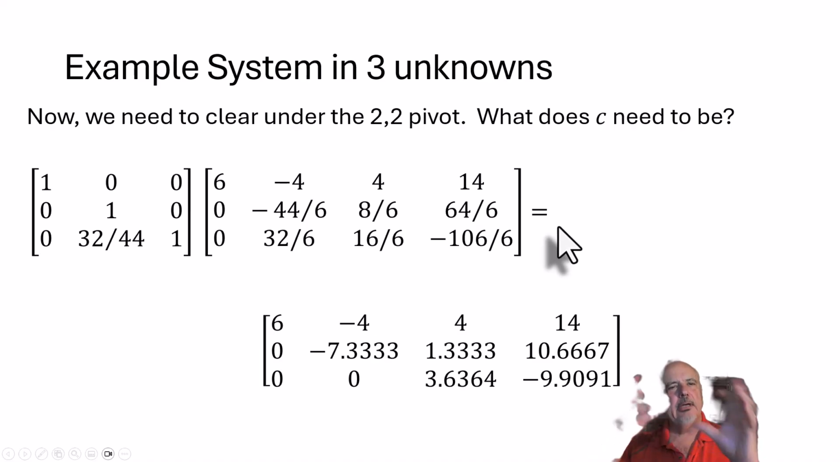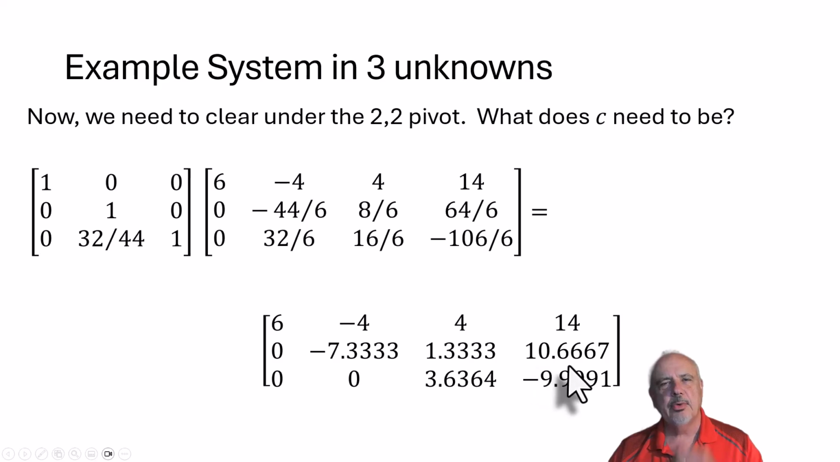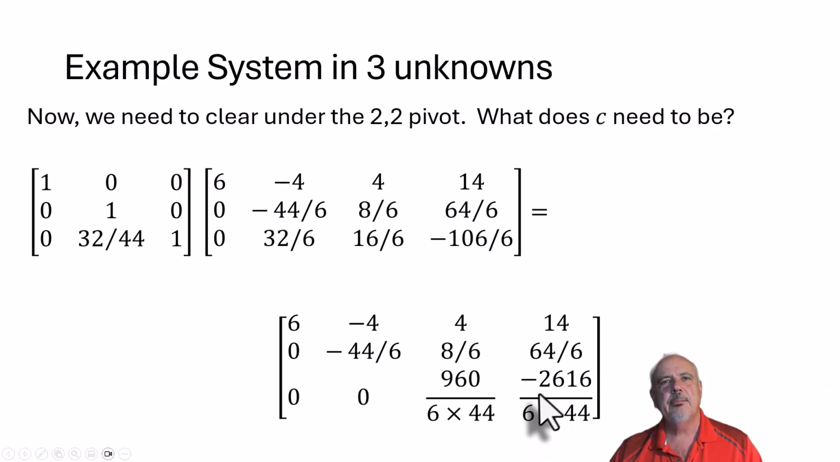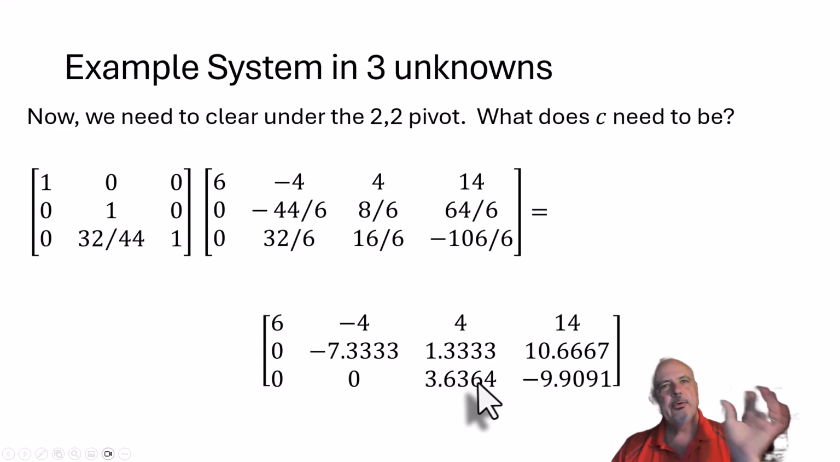So if I now do decimal representations, you see what I had. I had 64 sixths, so that's 10.6667, or however I want to represent it. And then the 960 over 6 times 44, that's 3.6364, and so forth and so on. So I've got a decimal representation. Now I start to lose accuracy if I don't carry enough decimals there.